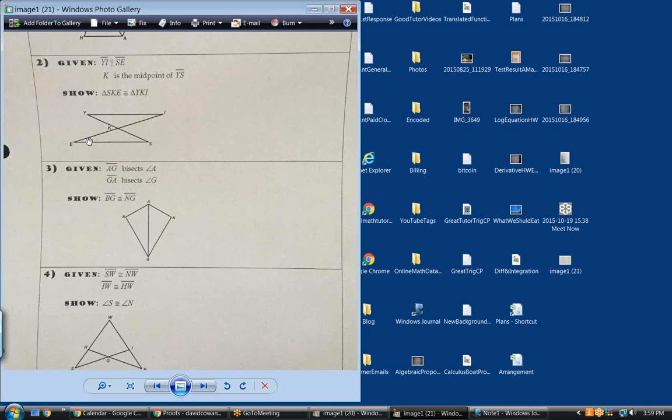Okay. How about, is that equal to anything? E is equal to I, and S is equal to Y also, because of parallel lines. So you got angle, angle. We actually have angle, angle, angle, but we've got angle, angle, side. So it's AAS. Yeah.